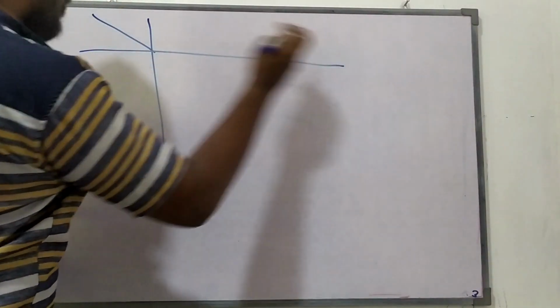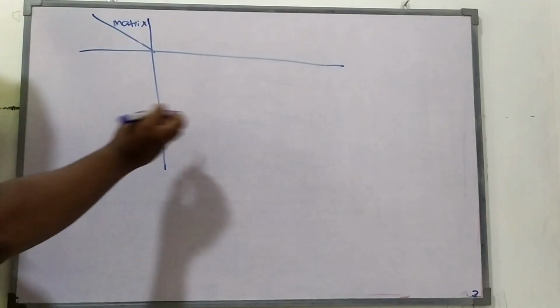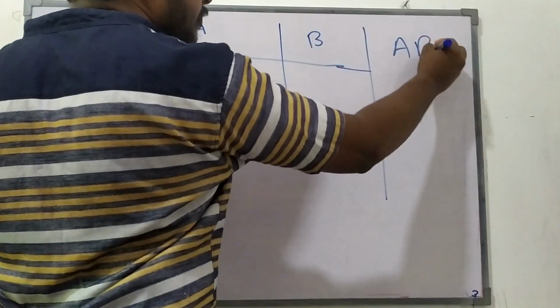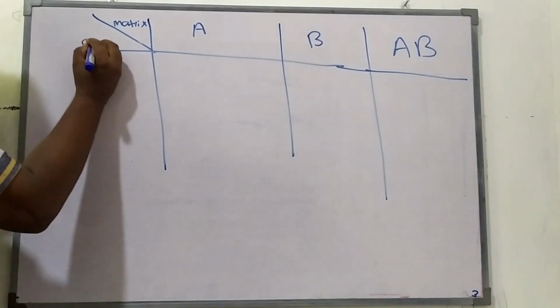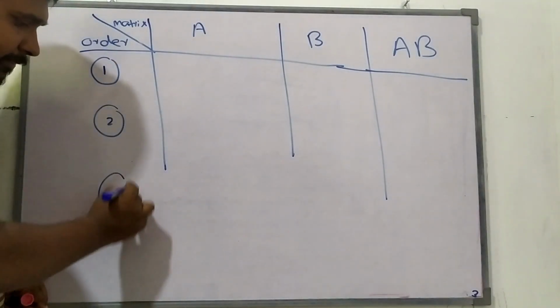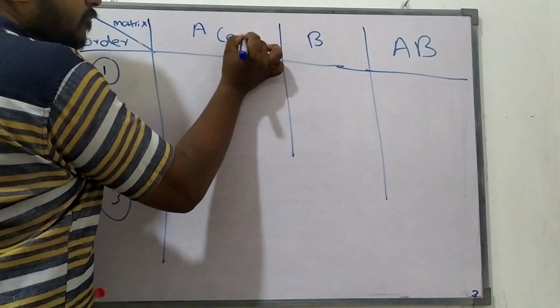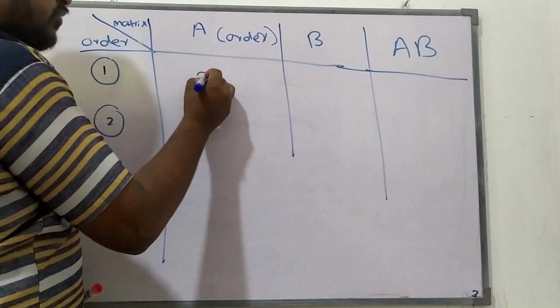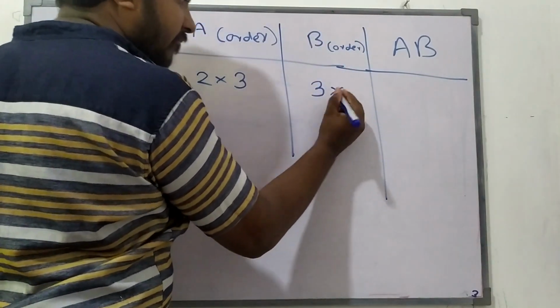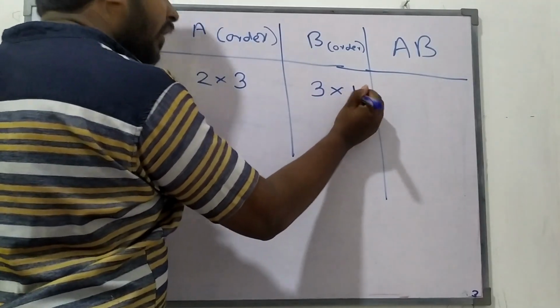Now I'm going to introduce the condition to be satisfied for multiplying two matrices. Assume you have A and B, and this is AB, with their orders. If we assume the order of the A matrix is 2 by 3, then the order of the B matrix should start from 3: 3 by any order, it can be 1, it can be anything.